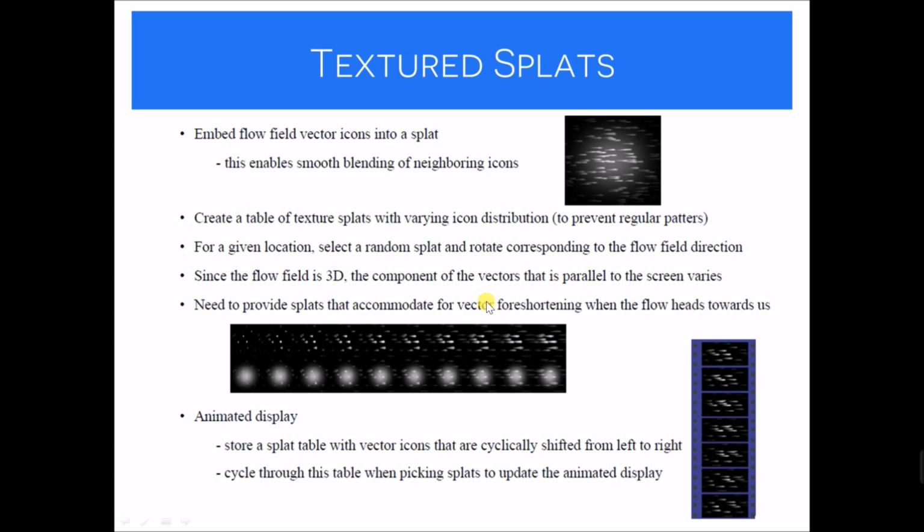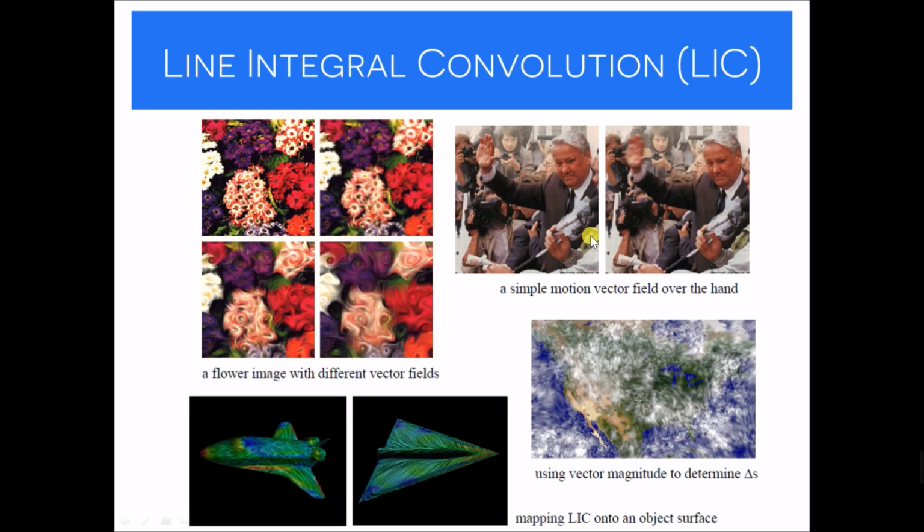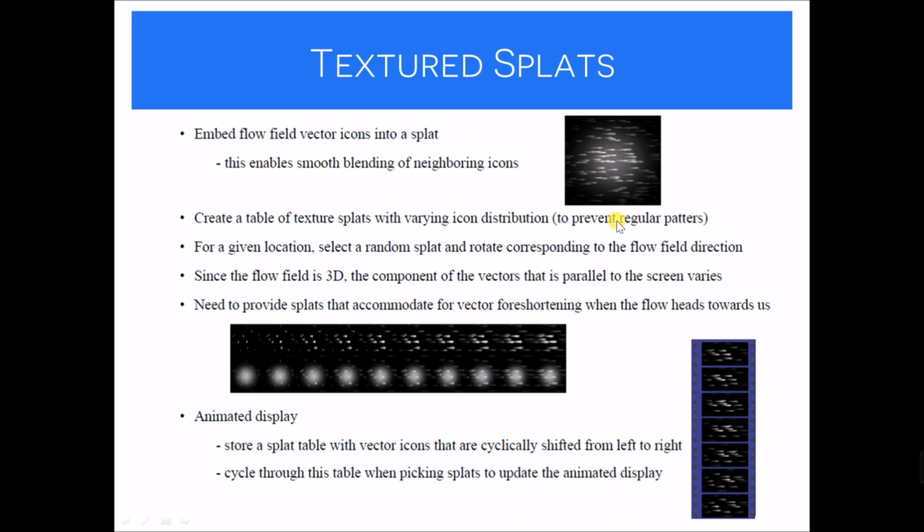Then texture splats. Texture splats is another way, a different way to think about things. You take these flow icons. Let's say you want to show a picture just like here, but you don't want to do line integral convolution. You want to use a different technique called texture splats. Then you basically render these base pictures, right?